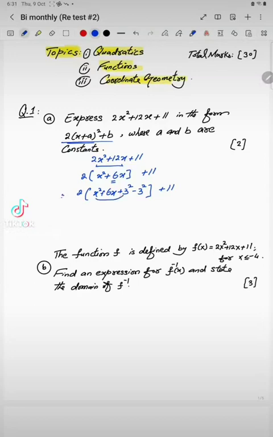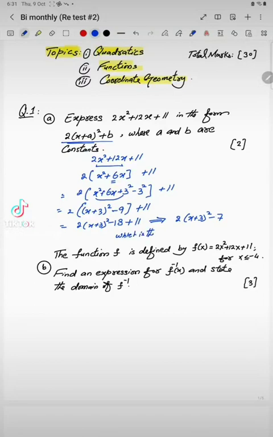Now the first 3 terms, you know well, can be written as (x plus 3) whole squared minus 9 plus 11, and now 2 times (x plus 3) whole squared minus 18 plus 11, and finally you can rewrite this as 2 times (x plus 3) whole squared minus 7, which is the required expression in completing square form, with a is 3 and b is minus 7. I hope it is clear.